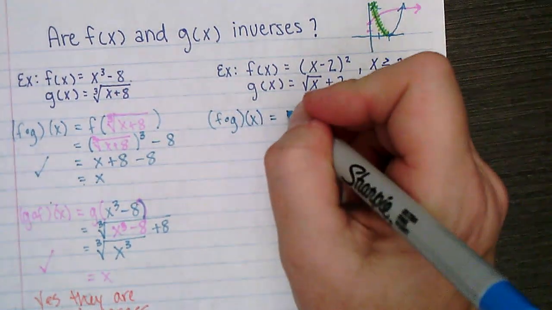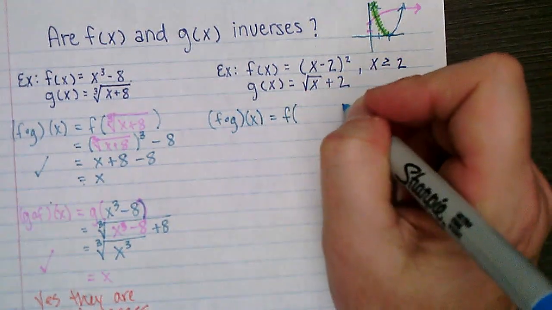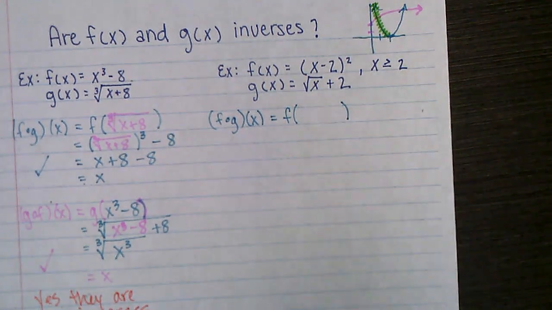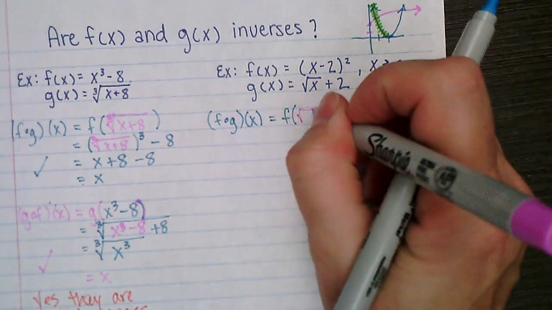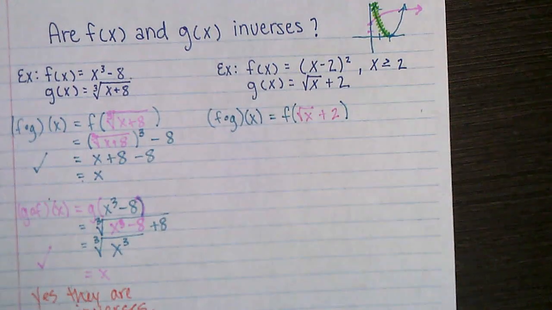f circle g of x means I'm taking f of x and replacing the x with g of x, which is square root of x plus 2.